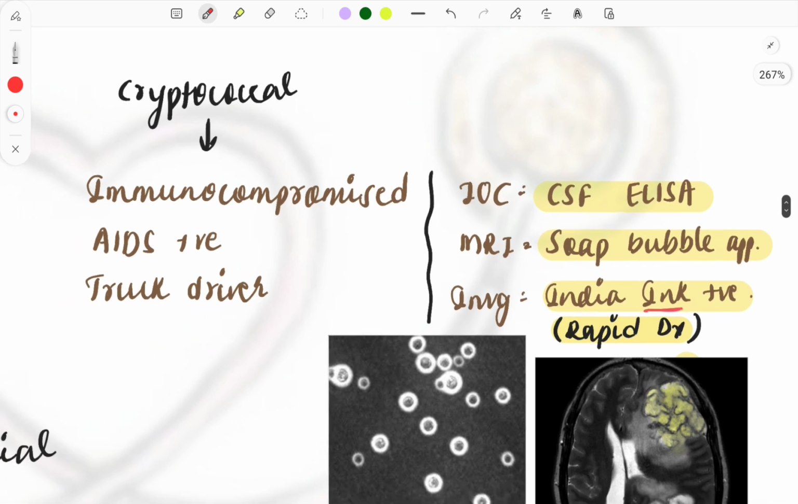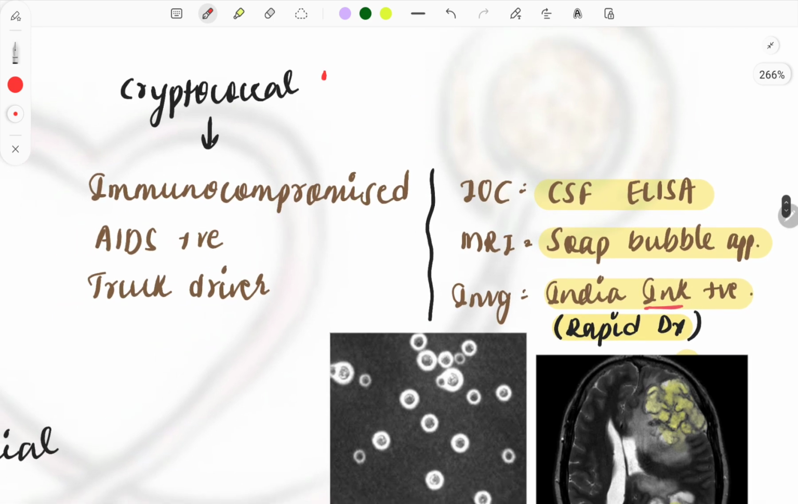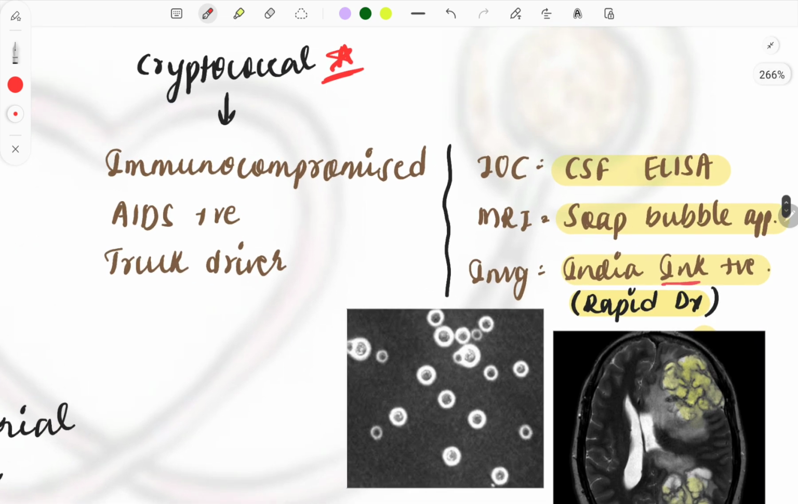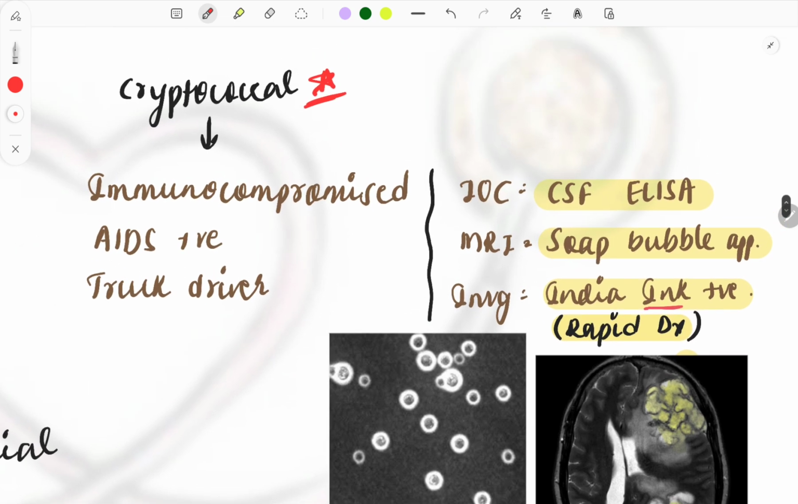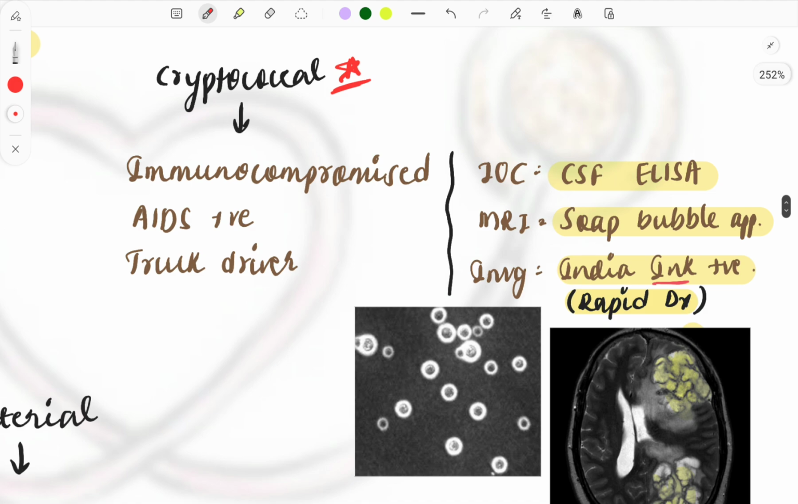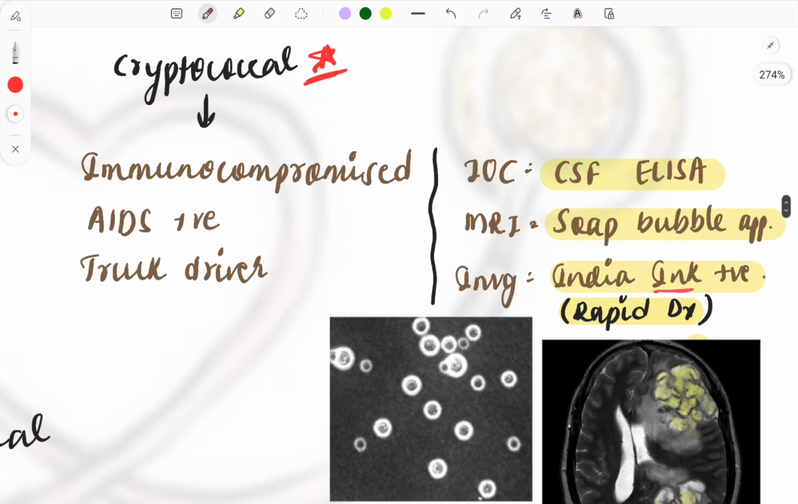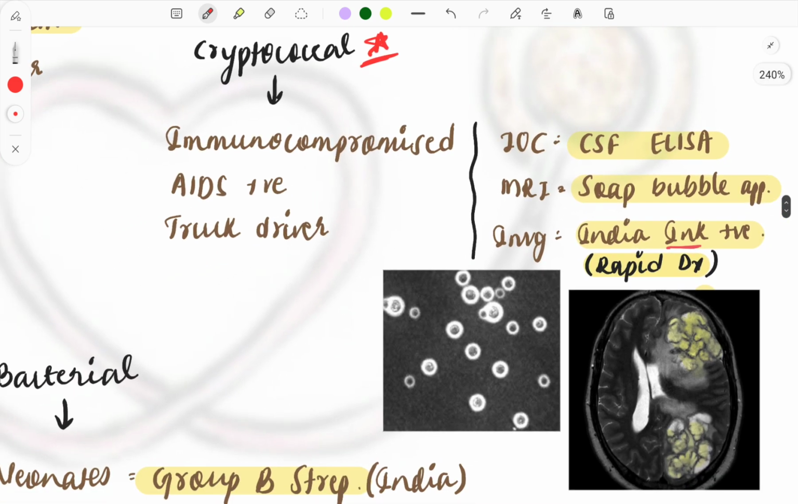Then in case of cryptococcal meningitis, this is a repeat topic, asked multiple times. If you go and analyze the papers, you will find this question. The case will be described like an immunocompromised patient or AIDS positive or truck driver, who comes with clinical features like fever and all those things, and then on investigation you find so and so features, and what will be the diagnosis? It will be cryptococcal.